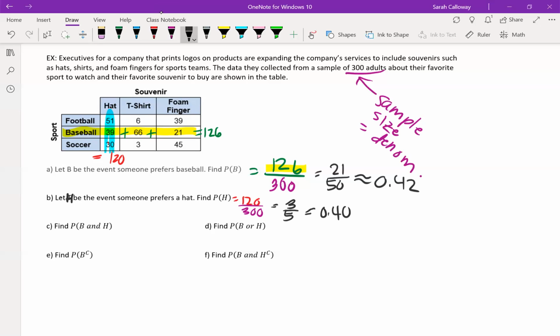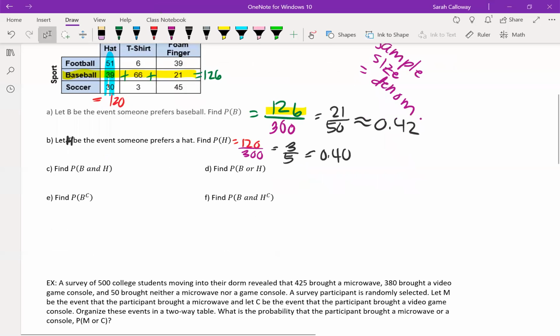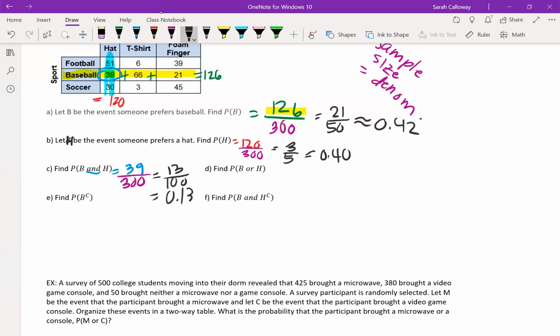For the next one, they want us to find the probability of B and H. Remember, and is where they overlap. So and means that my numerator is going to be where they overlap, which was 39, still divided by my sample space, which was 300. And then again, I don't know how they're going to write the answers in my options, so it might need to be reduced, which can reduce by 3 to be 13 over 100, which is 0.13.